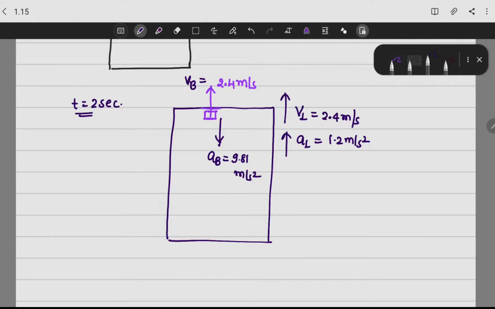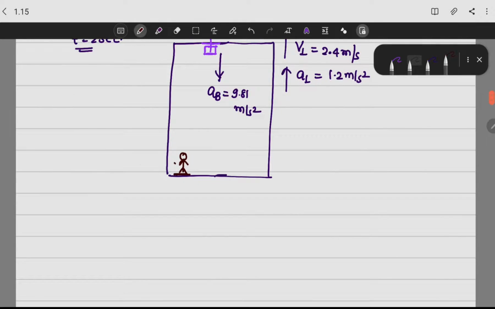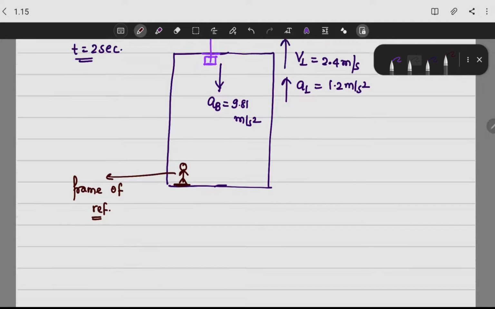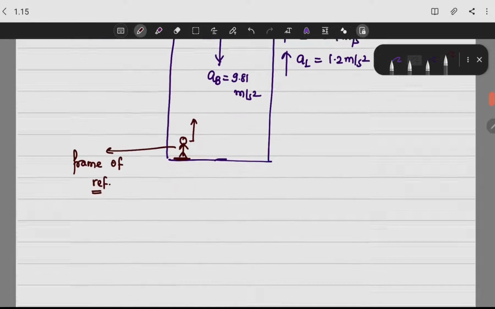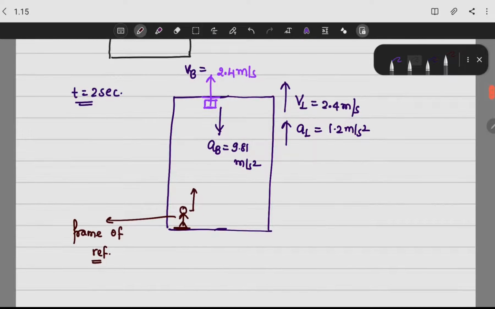Now in order to find the time taken by the bolt to travel from the ceiling to the bottommost point, let us consider a frame of reference which is attached to the lift. This is my frame of reference which is attached to the lift. If it is attached to the lift, it will also have the same velocity and acceleration as the lift. So let us find out the relative velocity and the relative acceleration of the bolt.